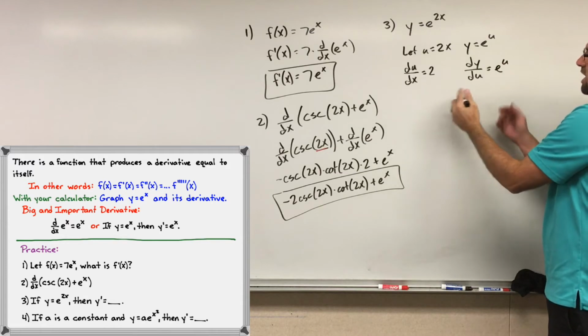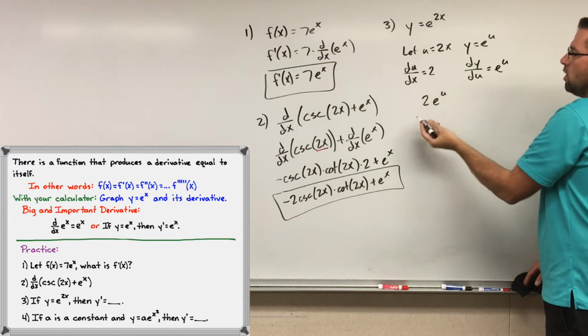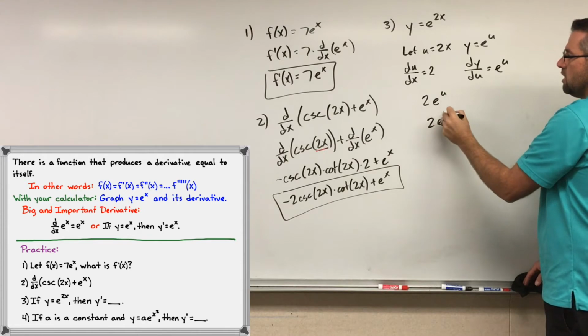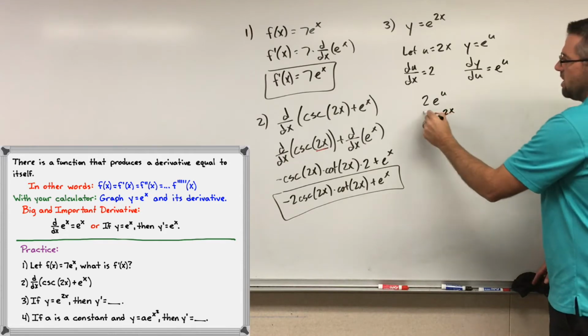So then we multiply those together. We end up with 2e to the u, or when I replace it, I get 2e to the 2x. And so that is my derivative there.